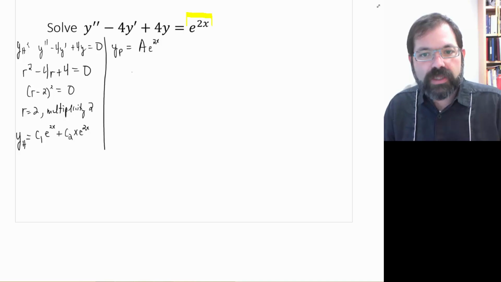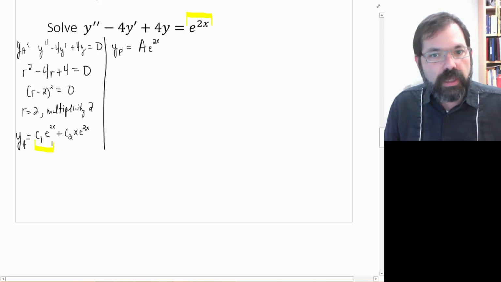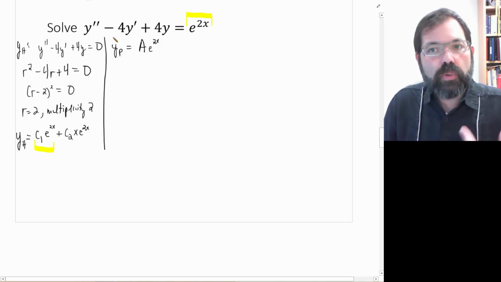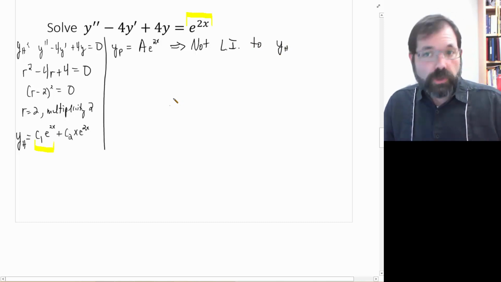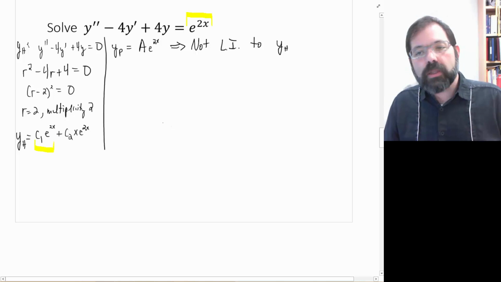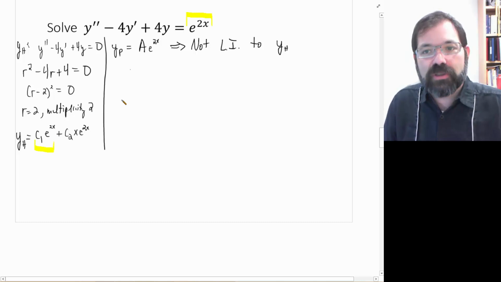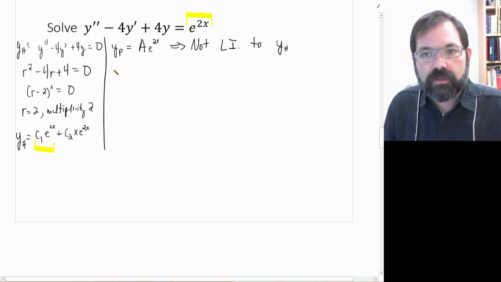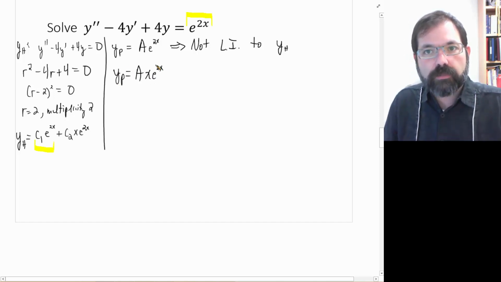Hopefully, you thought, wait a second, I already have an e to the 2x term. And so this is not linearly independent of the y sub h. So then what do we do? Well, it turns out we just multiply it by x, and it turns out it works. So our second guess would be that y sub p is equal to a x e to the 2x.